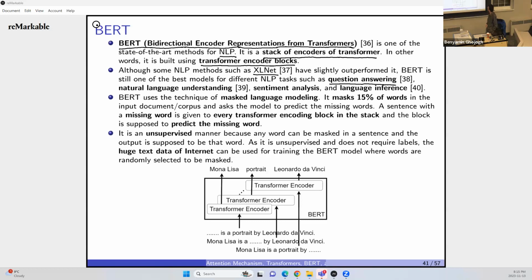So these are different tasks for natural language processing. Question answering is where you give a question and it answers for you. So how do you train it? You train it using question-answer pairs, right?